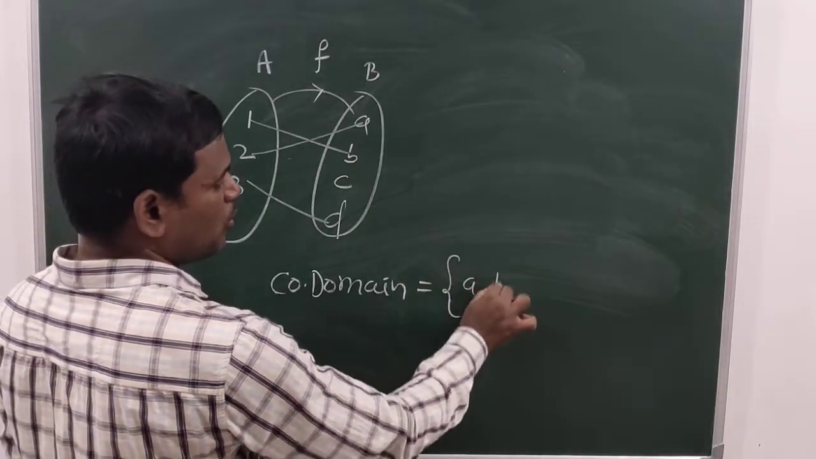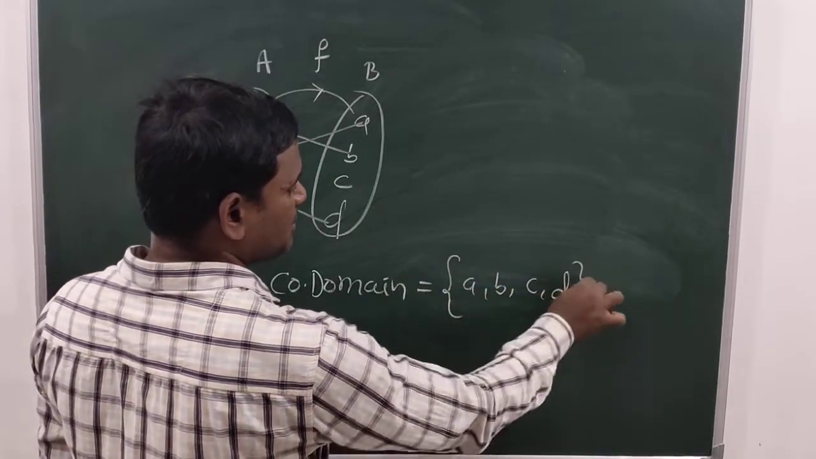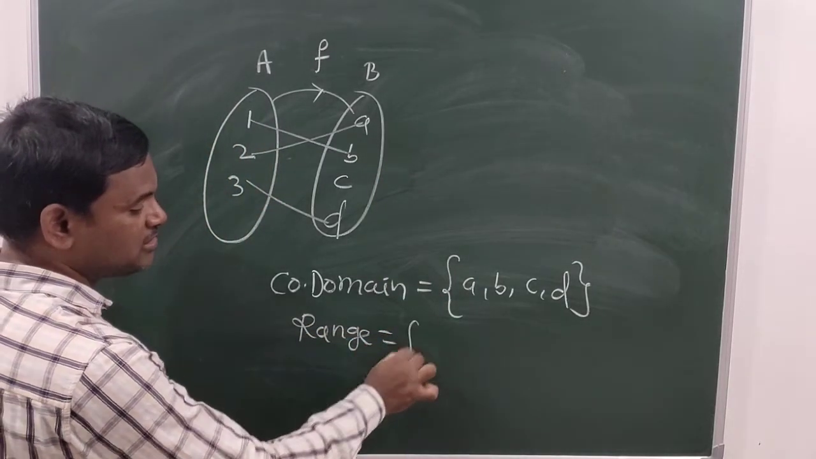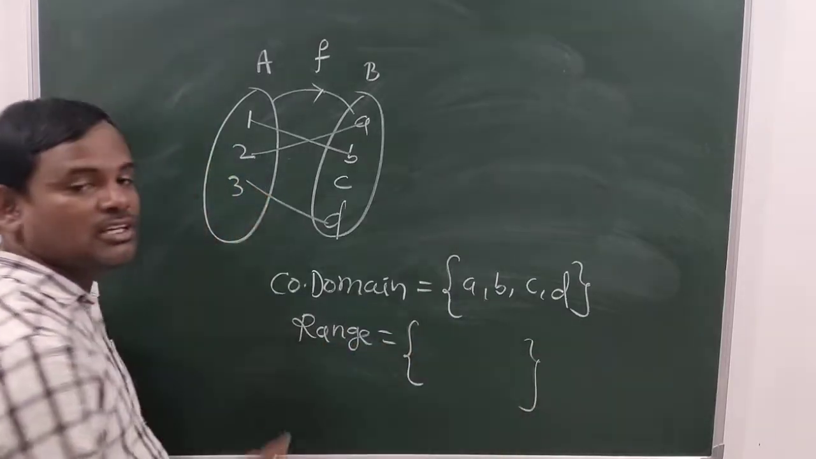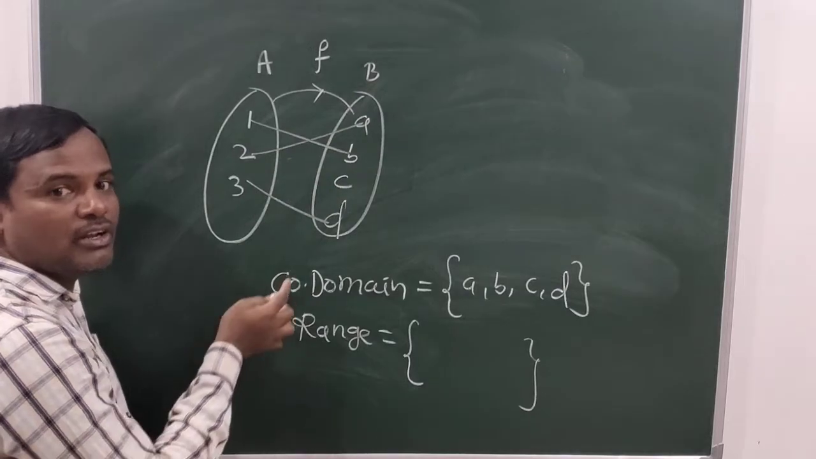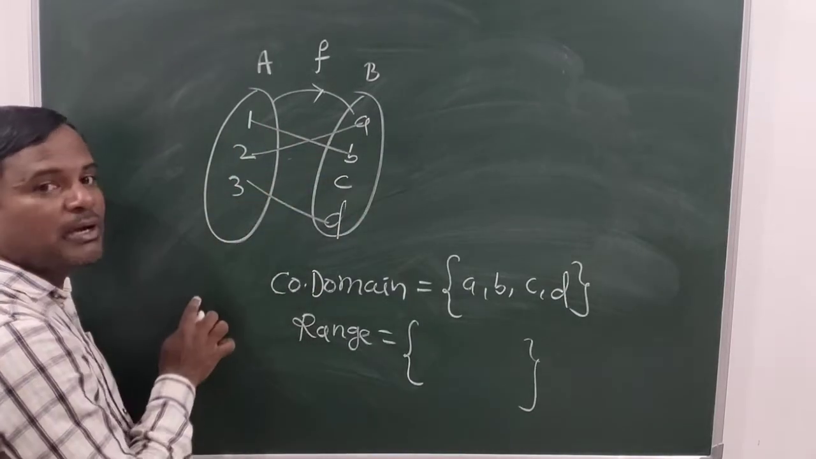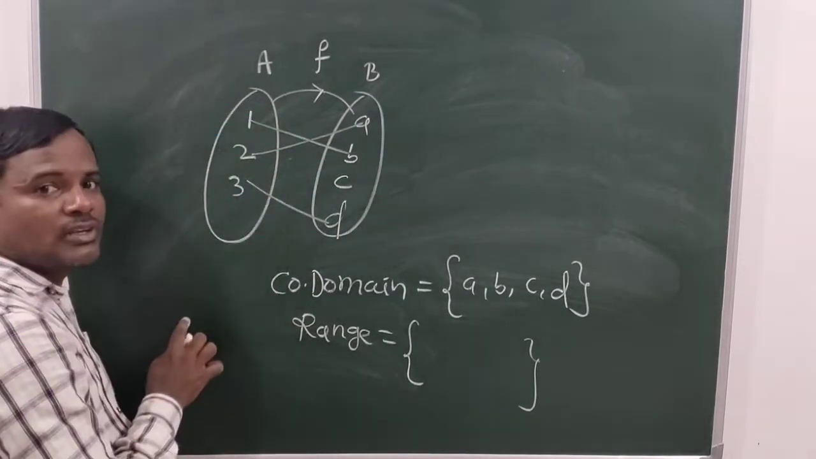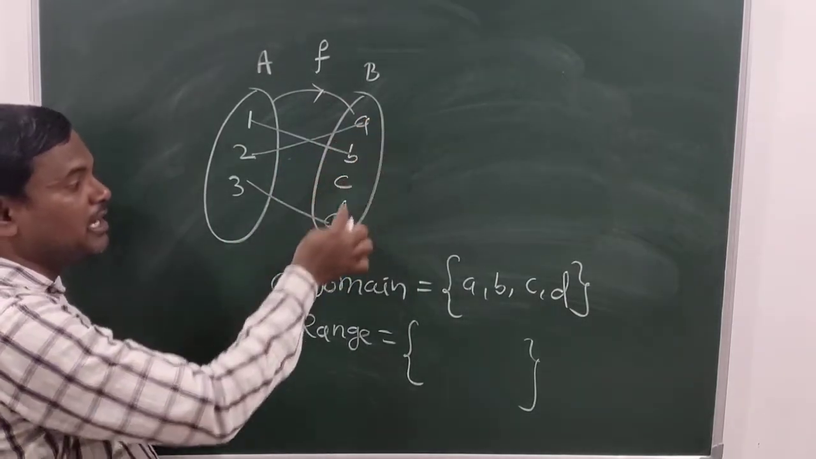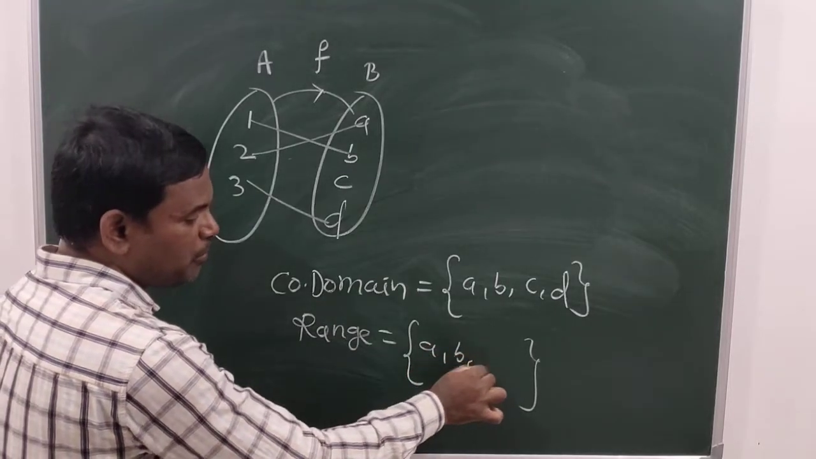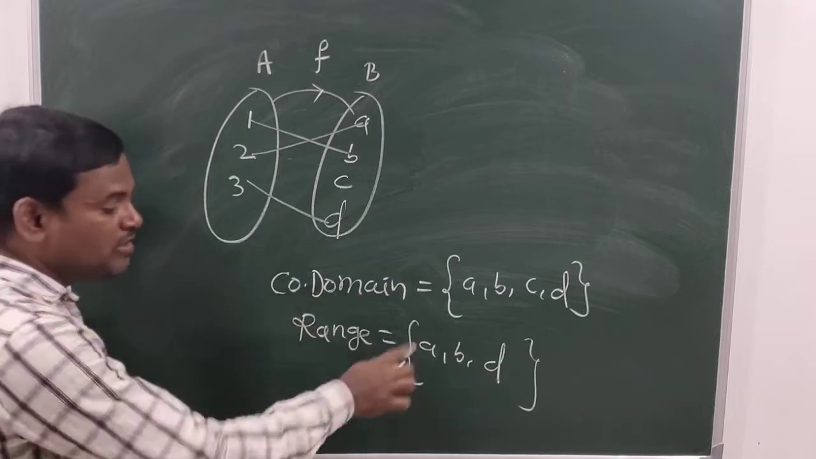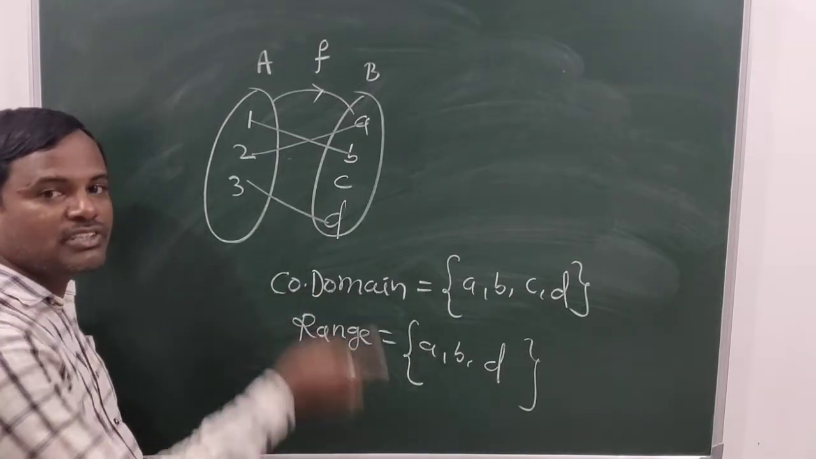See, in the codomain we get A, B, C, D elements, and right, the range. So which elements come under this range? Whichever elements of set B will be mapped by set A. So which are mapped by set A? A, B, D. So whichever are mapped by the elements of set A, those come under the range of this function.